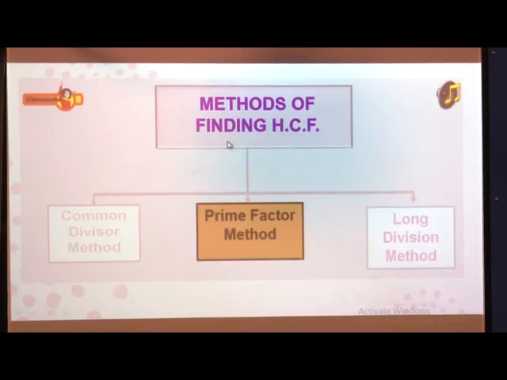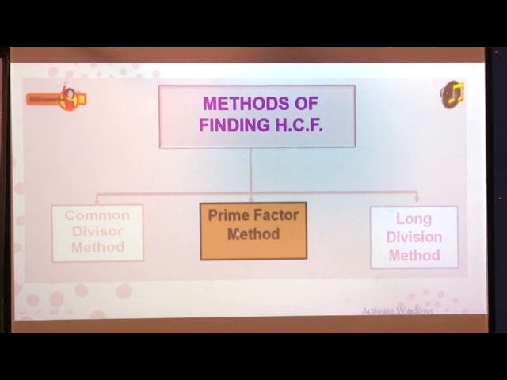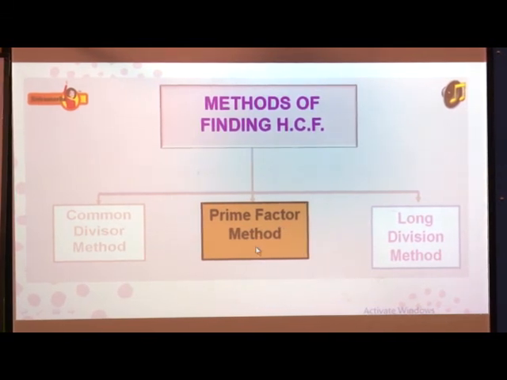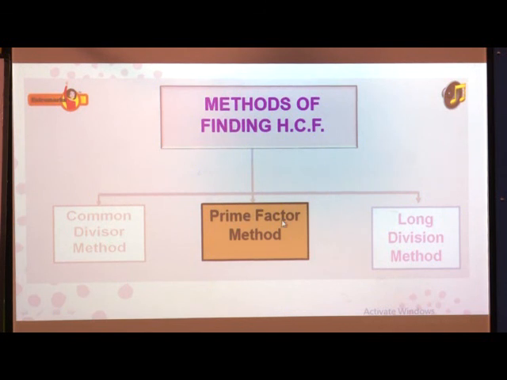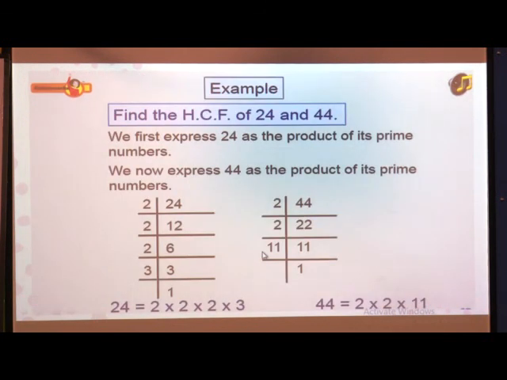Now, we will see the method of finding HCF by prime factor method. This is another method which we call the prime factor method. Let us see an example. HCF of 24 and 44. We first express 24 as the product of its prime numbers. We then express 44 as the product of its prime numbers. We have to first find the factors by using prime factors.